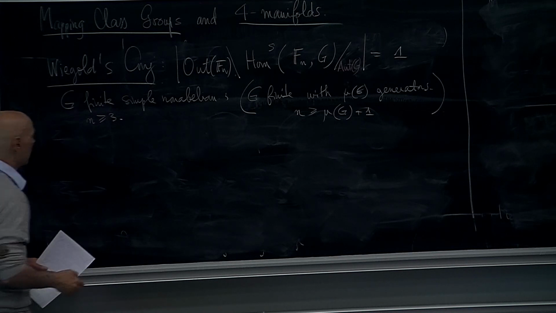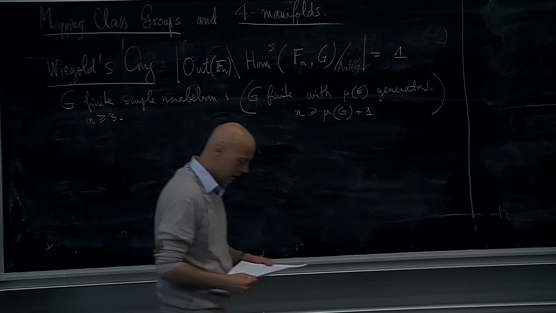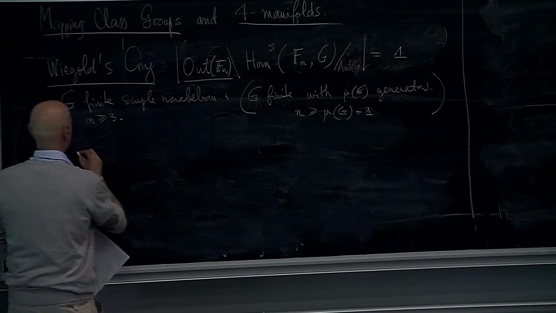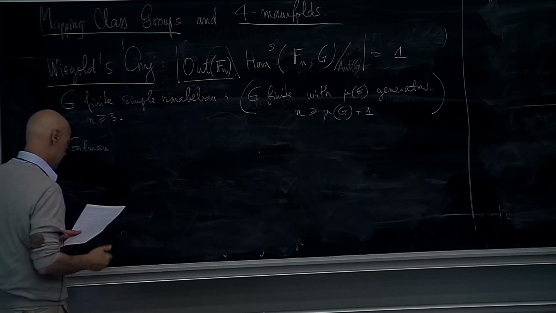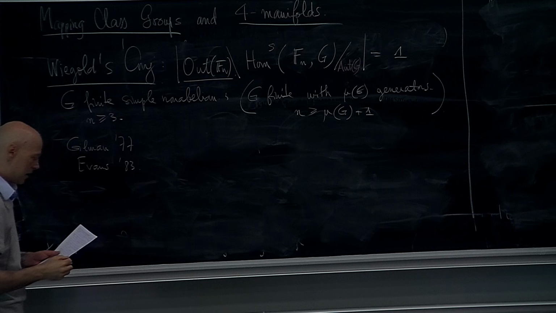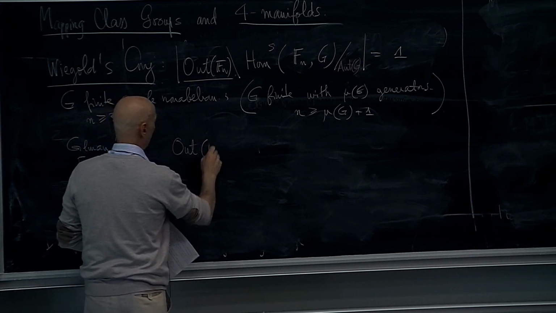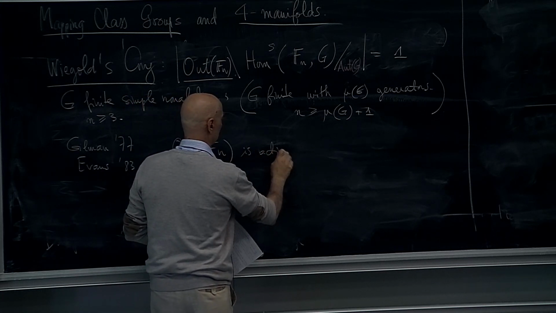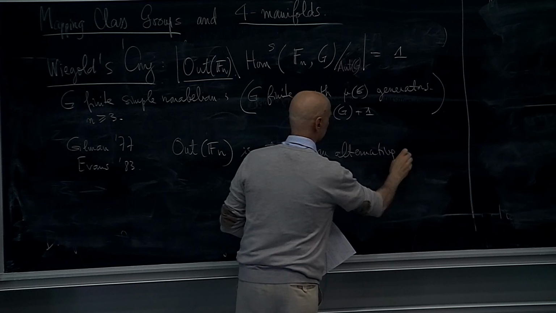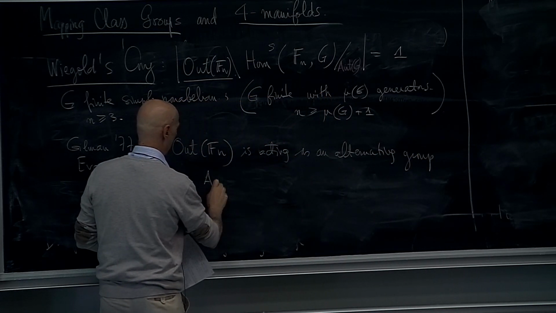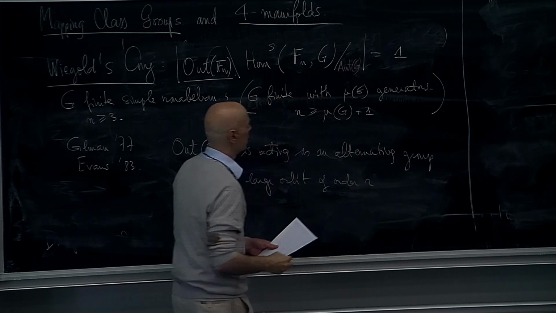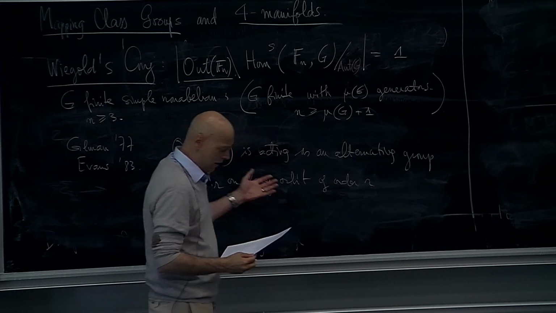There are lots of examples where this has been proved for specific G, and we know that this group has a... so that's work of Gilman in the 70s, Evans in '83 or something like that, saying that actually we know that Out(Fn) is acting with a large orbit, so as an alternating group A_R on a large orbit of order R, and R is quite big. So we have partial results.